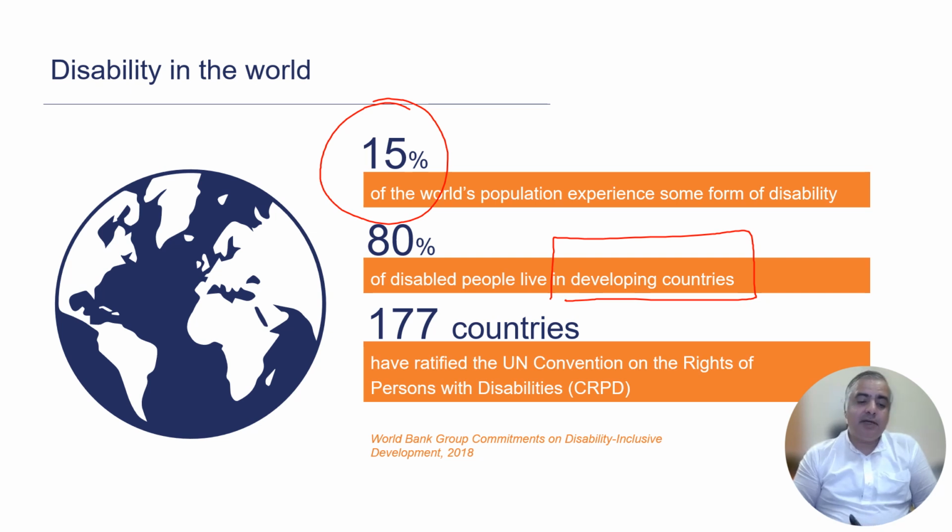And therefore, 177 countries have ratified what is called the UN Convention on the Rights of Persons with Disabilities, popularly known as the CRPD. So basically, 177 countries or even more have come together to agree and accept the idea of this convention of providing equity and equitable opportunity to people with disabilities across the world.